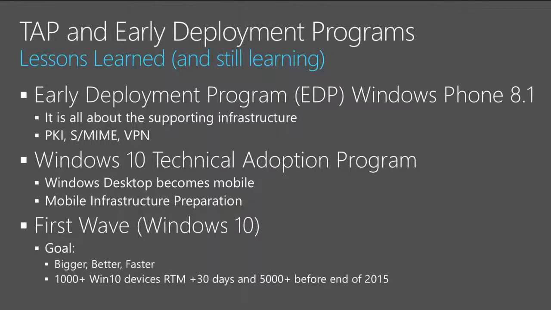So quickly about those early deployment programs. We have the TAP, which is not really an early deployment program, because that's where we are starting to validate features that engineering is building with enterprise customers, to make sure that they are building what enterprise customers need. That's the Windows 10 Technology Adoption Program. That's where I'm a TAP buddy or a program manager, however you want to call it, in that program.